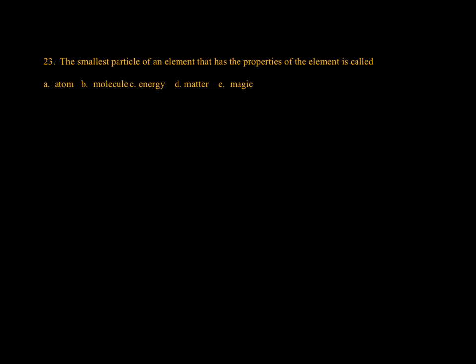The smallest part of an element that has the properties of that element is what's known as an atom. If you break up an atom, then it's not an atom of that element anymore. You might end up with a smaller atom that's some other element, but you can't break an atom of an element into anything smaller without altering its properties.